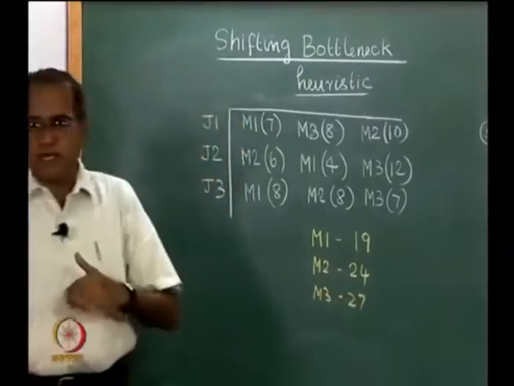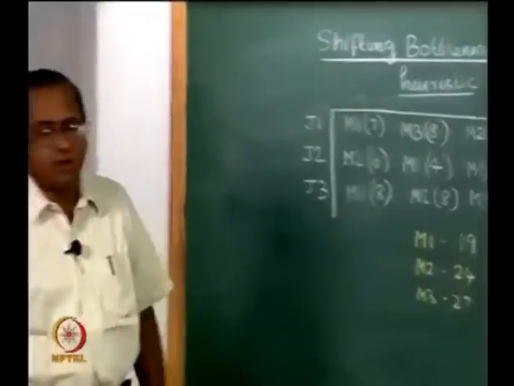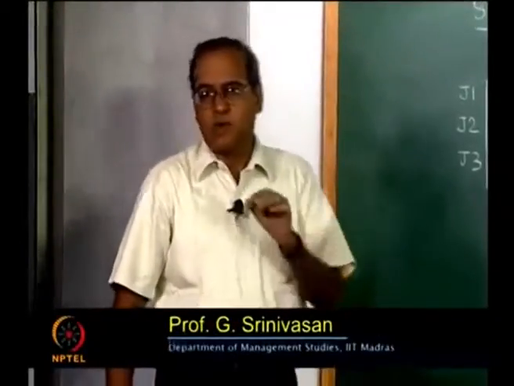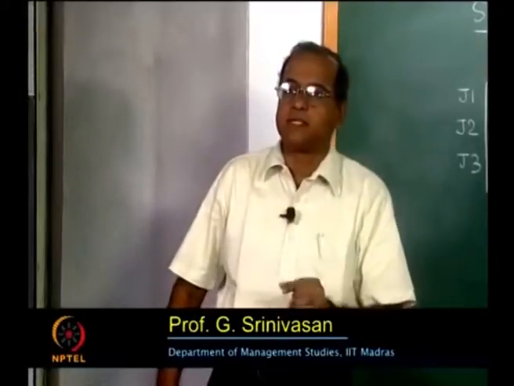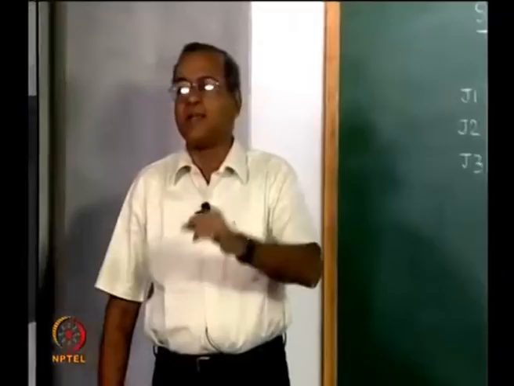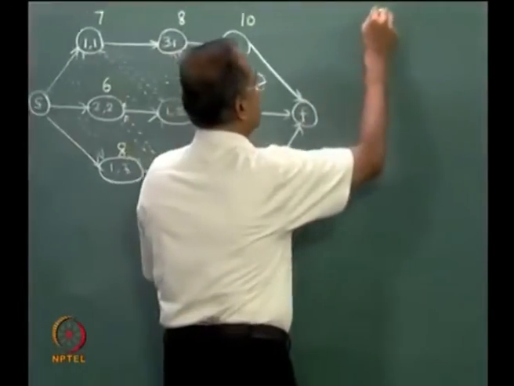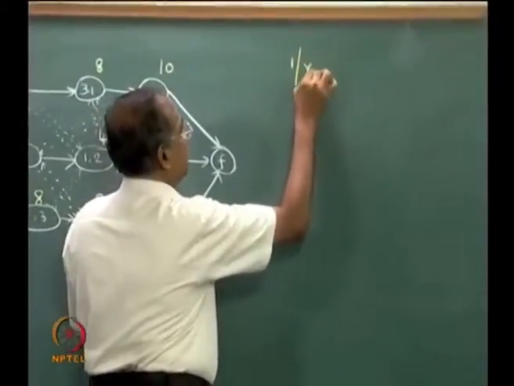So, we took M3 as the first bottleneck machine, and then we solved a 1 | rj | Lmax problem, which means the problem of minimizing the maximum tardiness on a single machine with release times. So, 1 | rj | Lmax on M3.